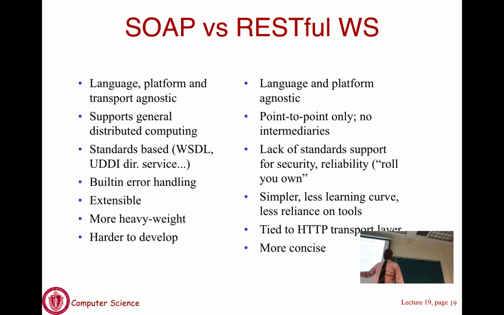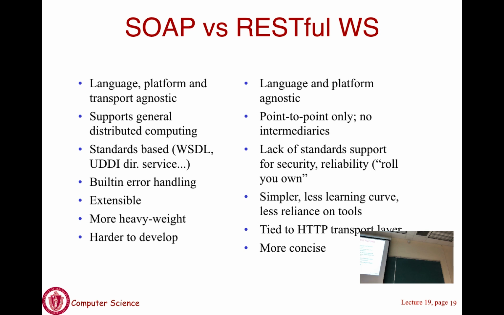SOAP was designed for general purpose distributed computing. RESTful web services typically are point to point. Two interacting components. You will never have n interacting components to do one operation. You can have n components, but their interactions are always pairwise. So point to point. You will have I talking to J, so there are no intermediaries and so on.